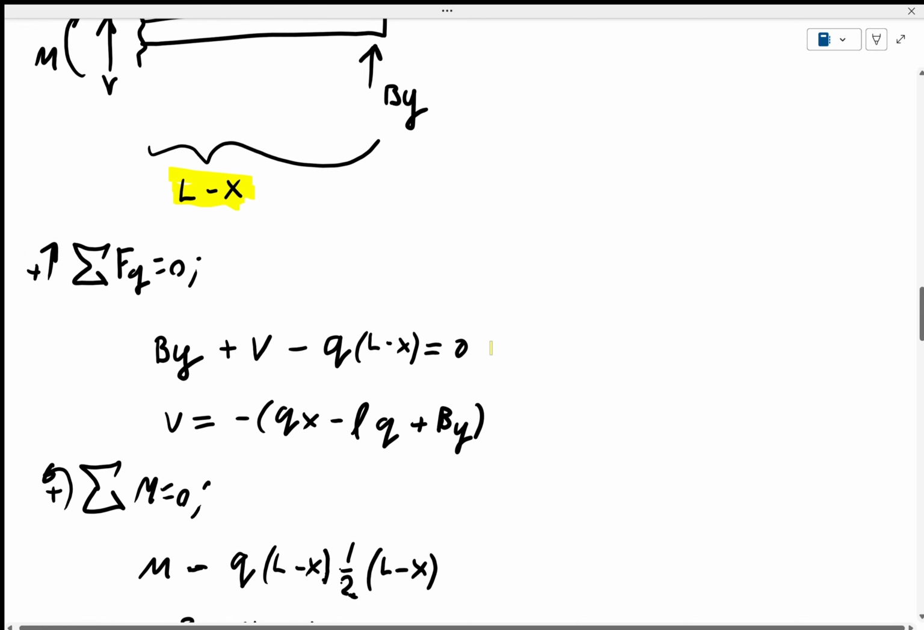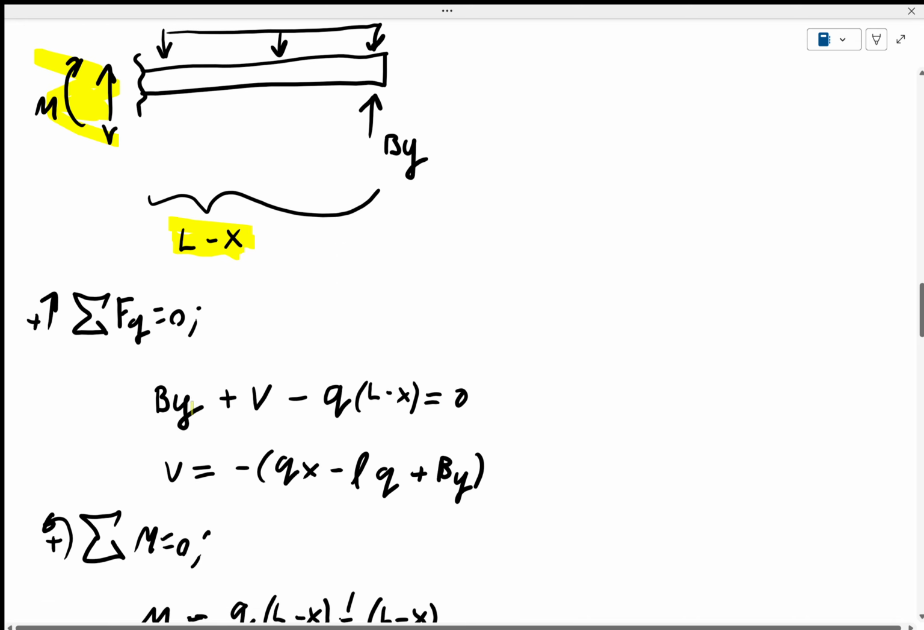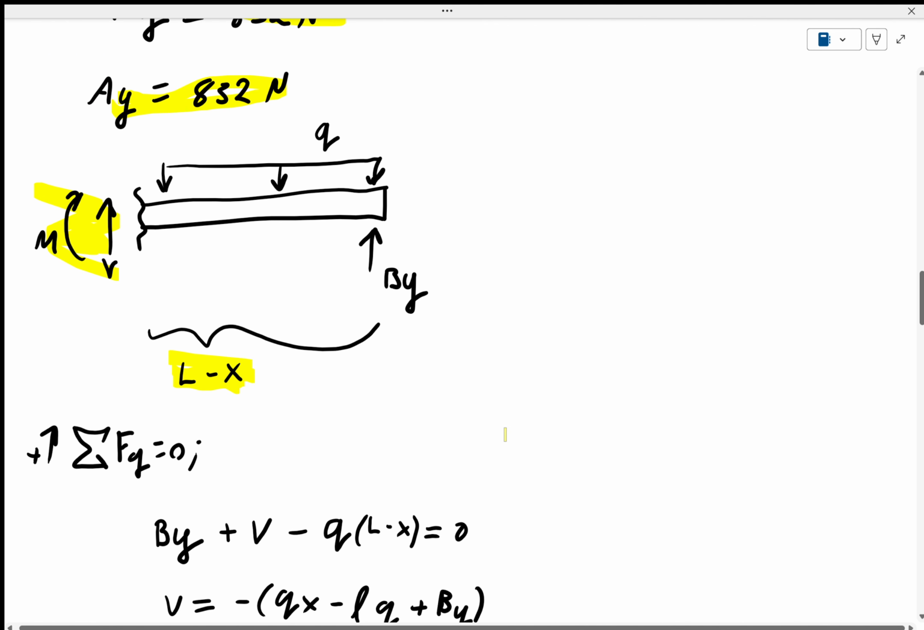So I did my sum of the moments in the y again. I have my internal forces using the internal force conventions. So it's the M making the beam smile, the V is making it rotate clockwise. And I got my By plus V minus q(L minus x) equals 0. Solve for V. Kept everything as variables because it's just easier to write out that way.